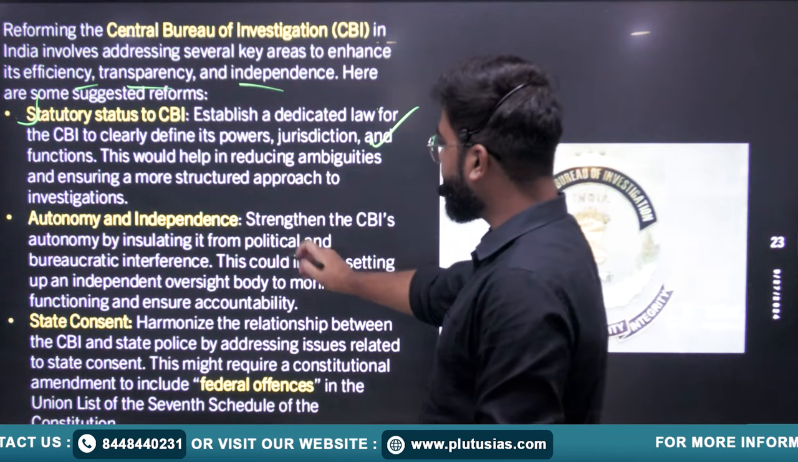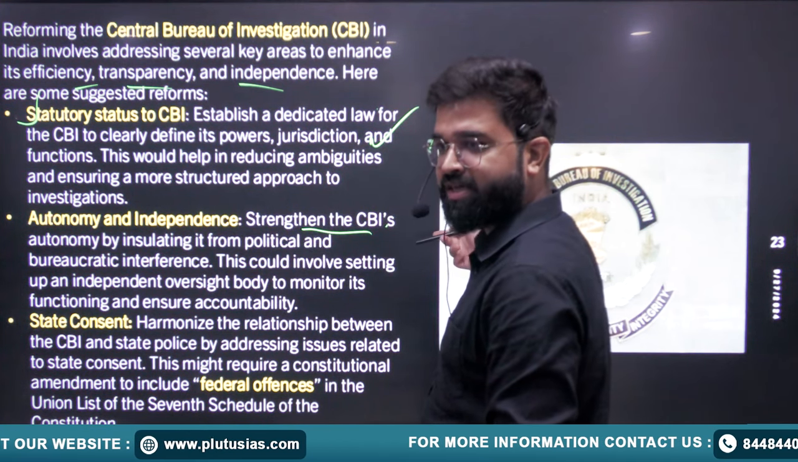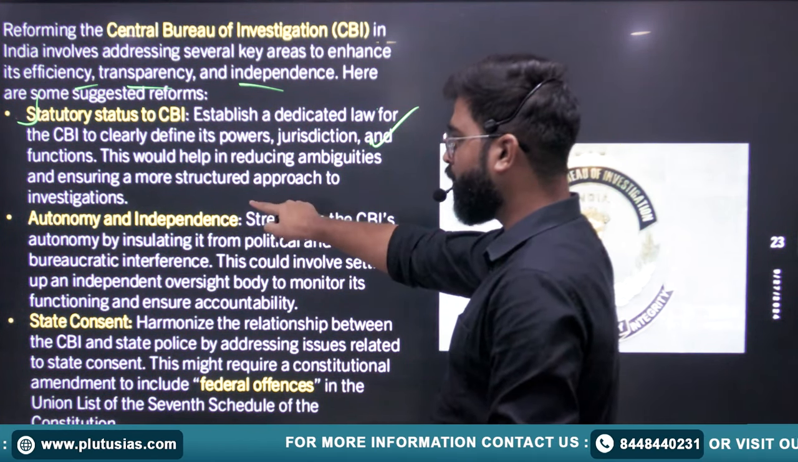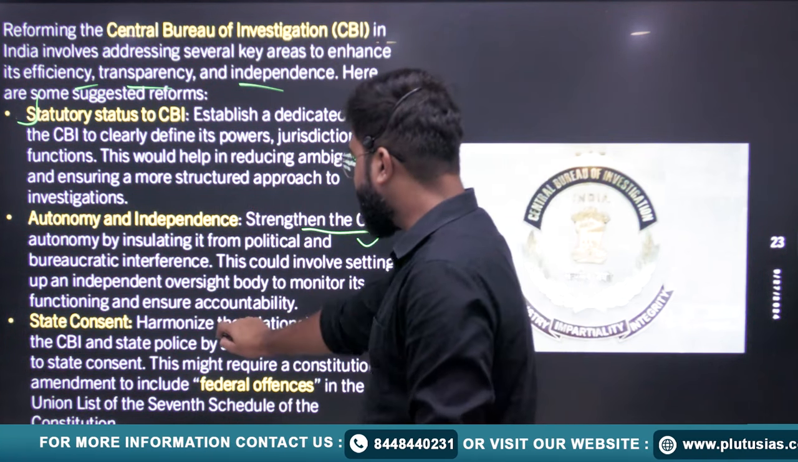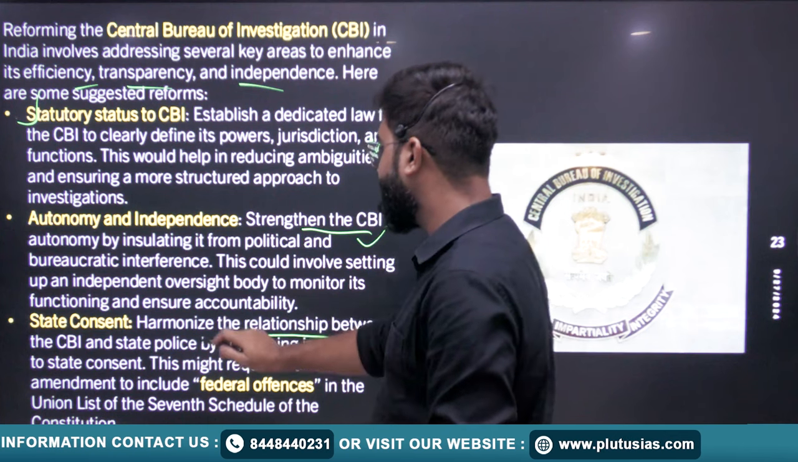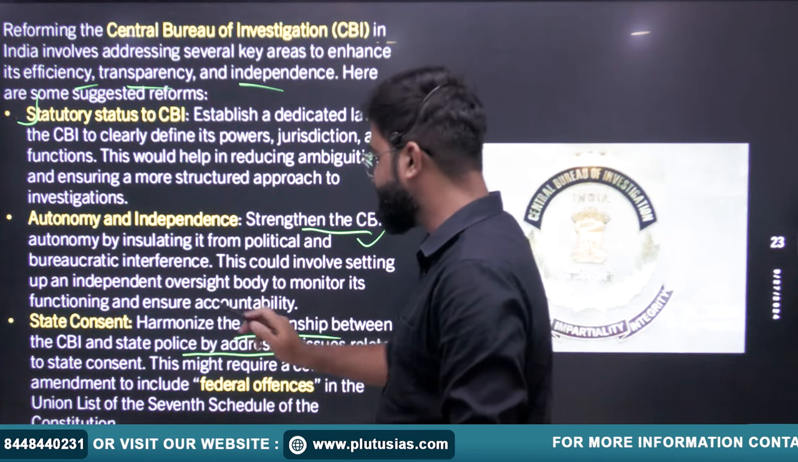Second, autonomy and independence, strengthen the CBI's autonomy. Now you know that chart. How to strengthen autonomy and independence? आप समझ सकते हैं. State's consent. Harmonize the relationship between CBI and state police by addressing issues related to state consent.